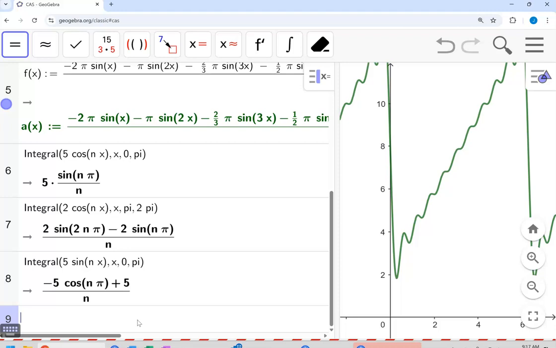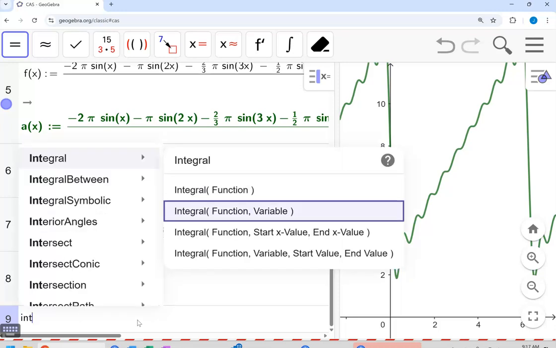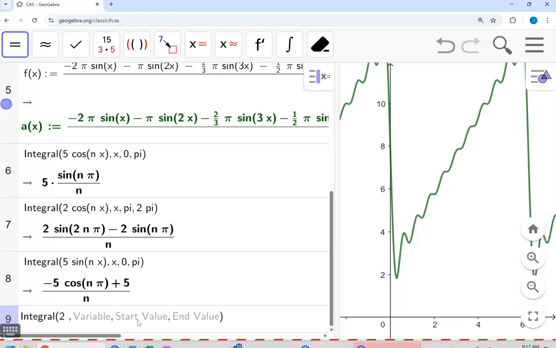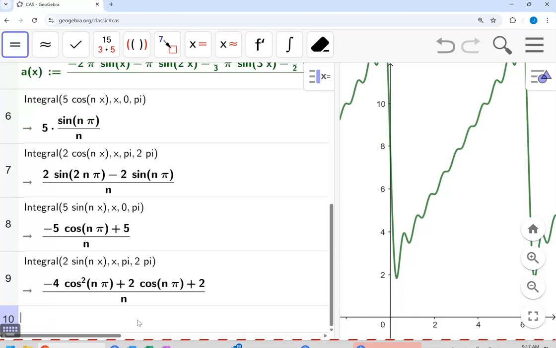Okay. Now do the same thing for 2 and pi to 2 pi. So same command, integral of 2 times sine of nx. X goes from pi to 2 pi. And we get something similar, except this one's always going to be 1 since it has a cosine squared in it, right? Yeah, I'm not too worried about simplifying it in this case because I'll just let GeoGebra handle it. All right. So far, so good with getting them put in here?